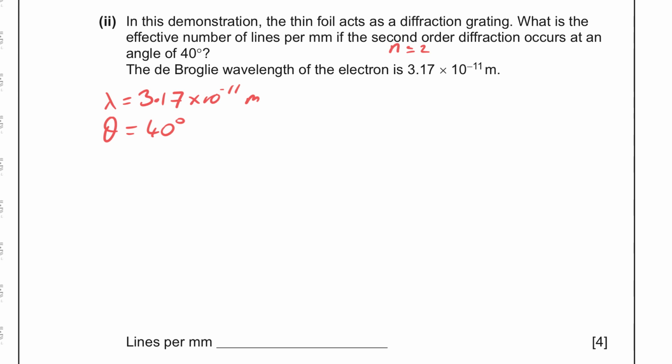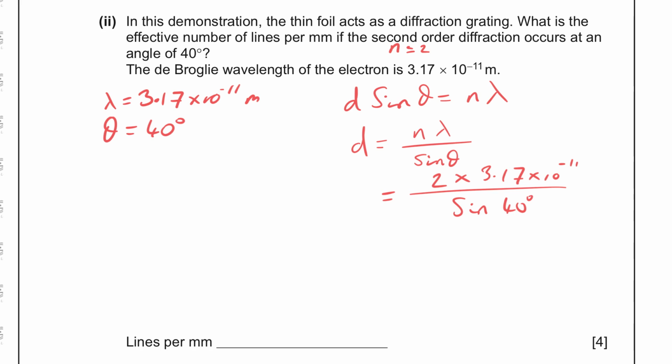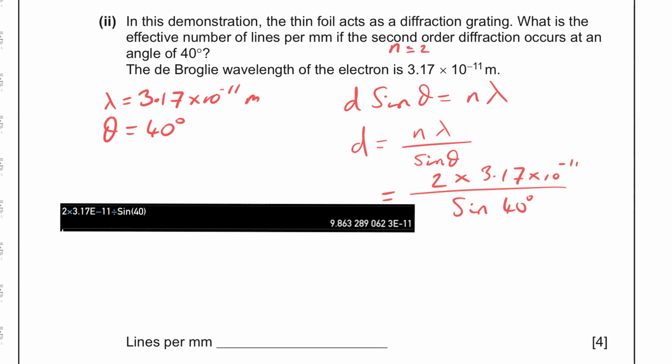And we've got an equation that says d sine theta equals n lambda. So d would be n lambda over sine theta. So putting that through the calculator then, we get a d of 9.86 times 10 to the minus 11 metres.